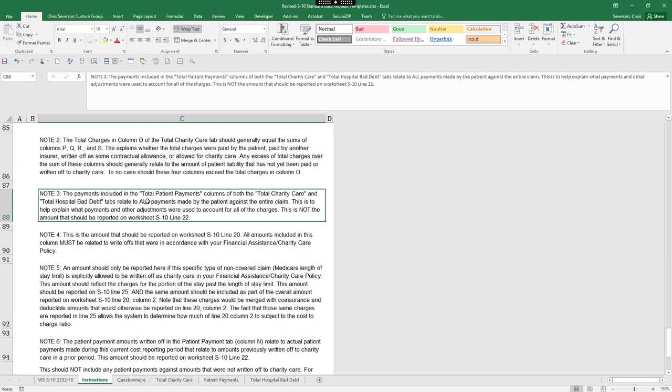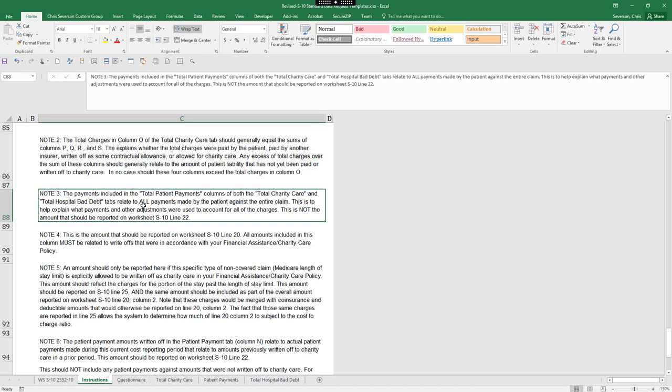Note 3, the payments included in the total patient payments columns of two different tabs, the total charity care tab and the total hospital bad debt tab, that payment amount should relate to all payments made by the patient against the entire claim. Now, it doesn't really even matter what year we're talking about. The payments could have been made across 2 years. For example, you could have had a claim in 2018, let's say, for service dates in 2018. It wasn't written off to charity care until 2019.